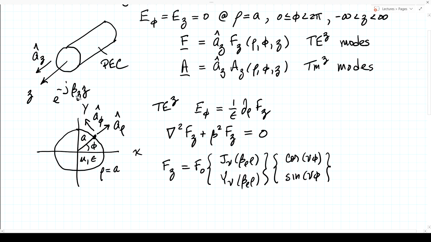And then, because we're interested in fields that propagate in the z direction, we're only going to have a factor e to the minus j beta z for the z dependence. Now, if we're looking at more general fields, we could have had a linear combination of e to the plus and minus j beta z.